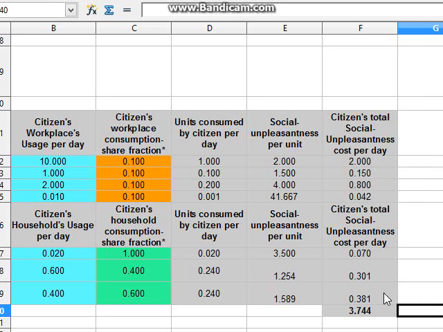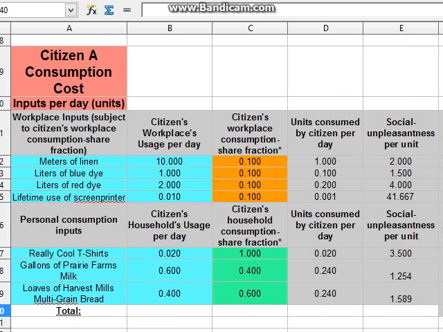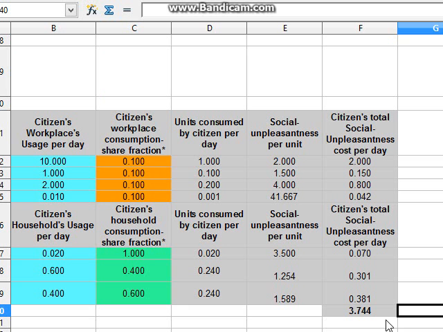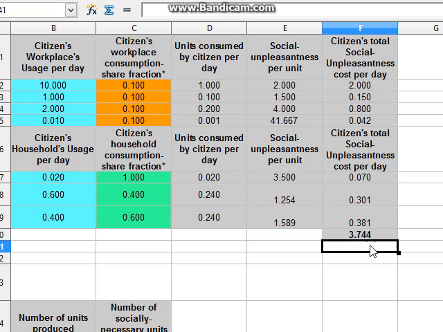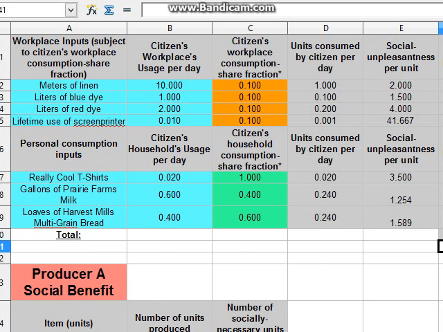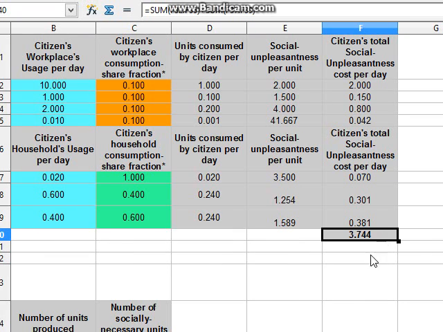Both the workplace and household inputs, and you get the citizen's total social cost per day to support what they're doing, whether it's at the home, sustaining themselves for another day of living, or at work, producing the really cool t-shirts. All of that you have to factor in. So this is what it costs to sustain this particular citizen per day. And once again, the units of this is basically labor hours modified by their unpleasantness and the wastefulness, aka utilization rate.